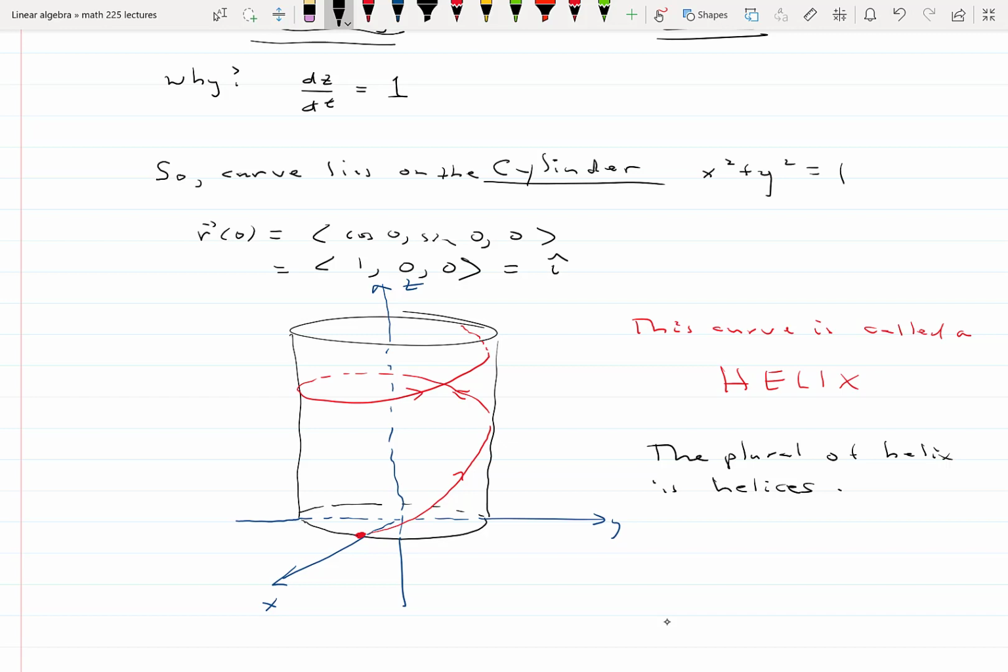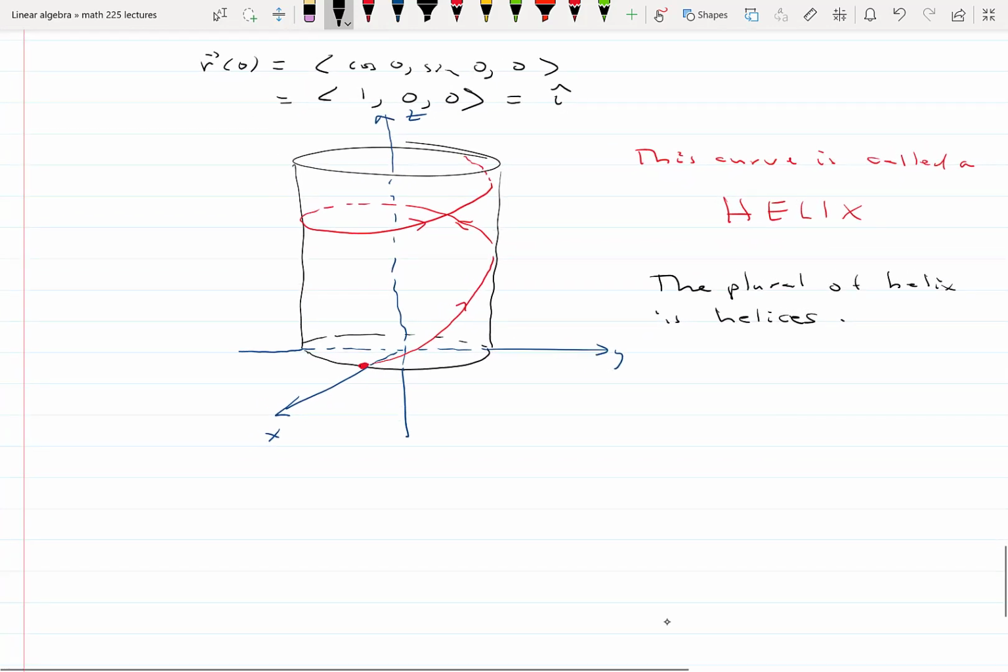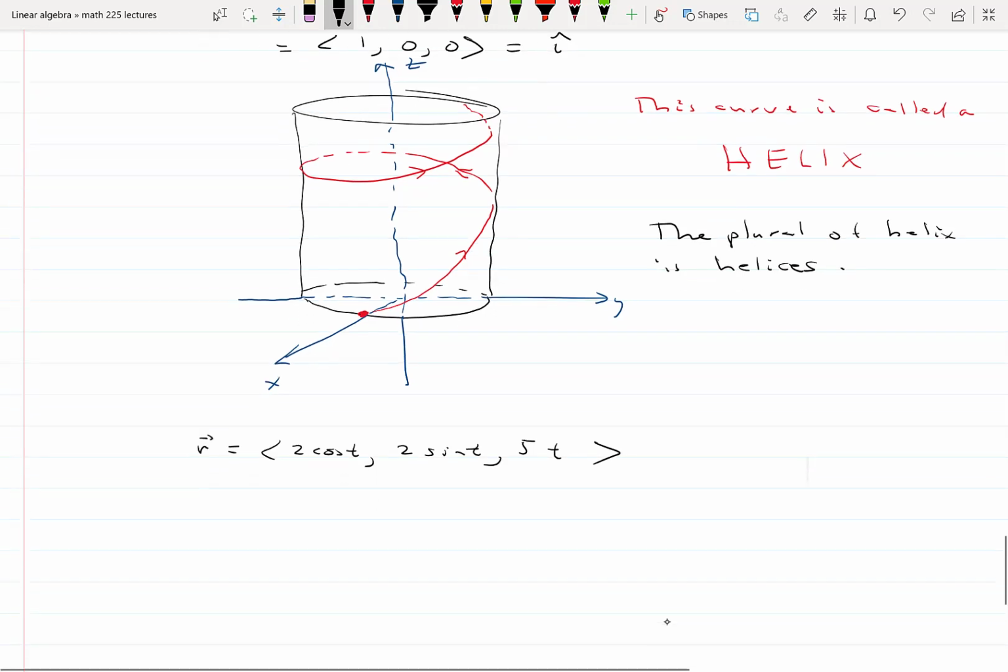Okay, so this curve is a helix. So what would change? I don't think I need to draw too many more of these before we move on, but what would change if I had the curve 2 cosine t, 2 sine t, 5t? What do you think would be different? Would it still be a helix?